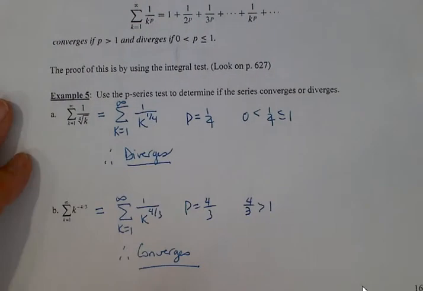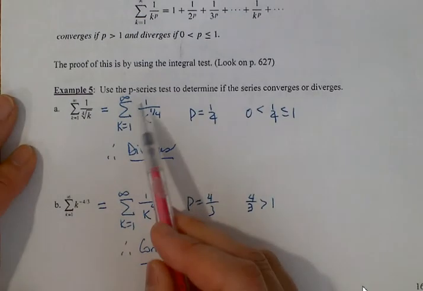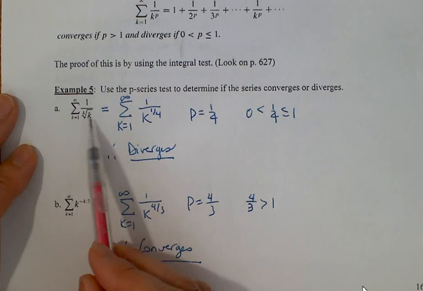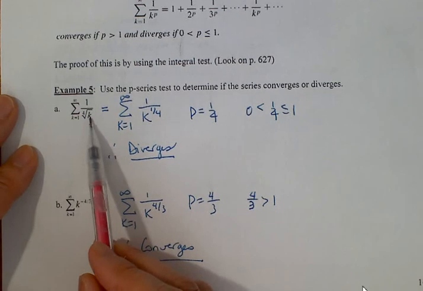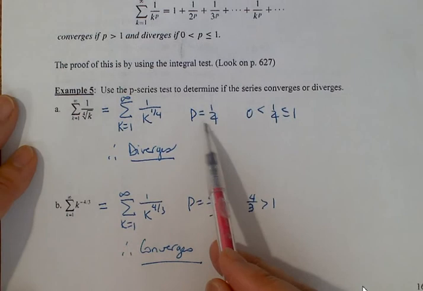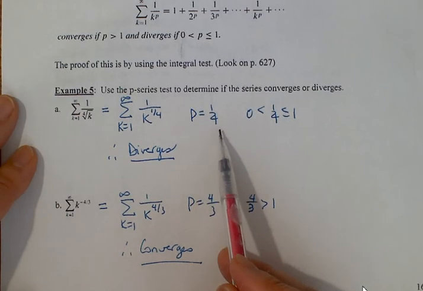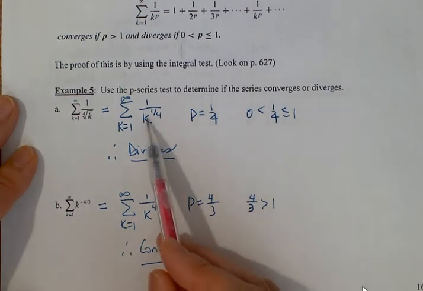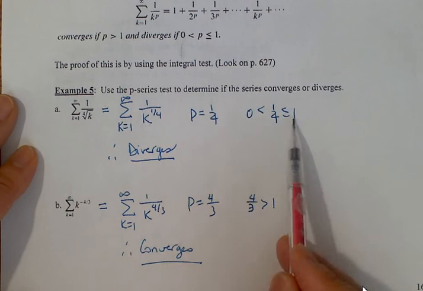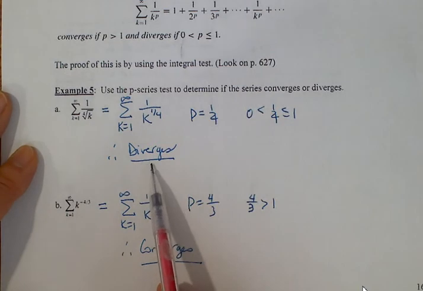Okay, so let's look at a few more examples down here at the bottom. Using the p-series test, determine if the series converges or diverges. So I'm going to rewrite the fourth root of k as k to the 1/4 power. So p is equal to 1/4. That lies between 0 and 1. Therefore, this series diverges.